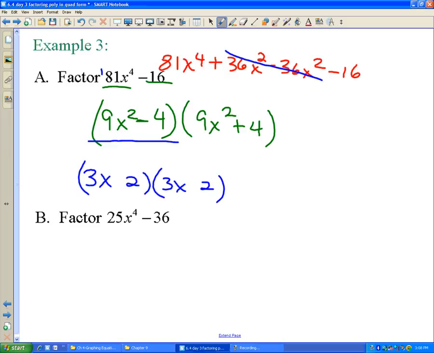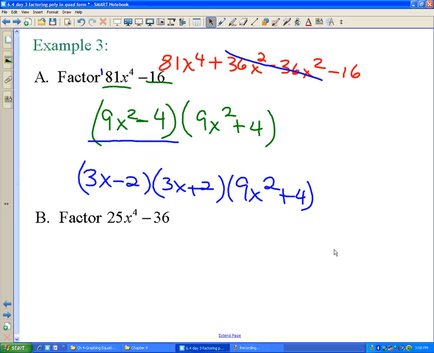So I get 3x minus 2, 3x plus 2 times 9x squared plus 4. Now, if I was doing imaginary numbers, this one on the right could also be factored. But I'm just doing real numbers right now, so I'm not going to worry about factoring anymore, and I'm going to say that's fully factored.